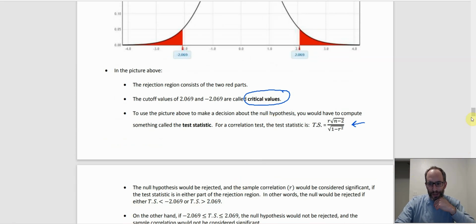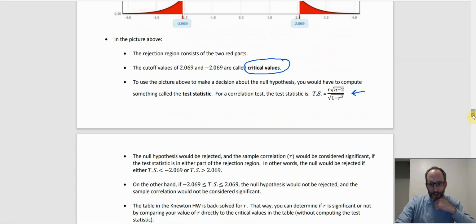Let me see if I can get all this on here at once. Okay, good. So we can still see the cutoffs in the picture. The -2.069 is the cutoff on that left tail, and the positive 2.069 is the cutoff on that right tail. So if that's the rejection region, then you're going to reject the null and have a statistically significant result if your test statistic is in there. So if it's either less than -2.069 or greater than positive 2.069, right? So that part right there.